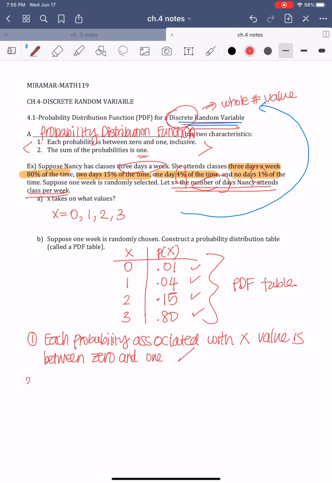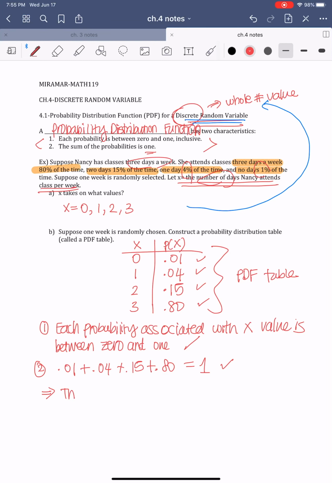Done. Now number 2, the sum of probabilities is 1, so let's add them up to see if it equals 1. 0.01 plus 0.04 plus 0.15 plus 0.80 does equal 1 whole, 100%. So at this point, we can conclude that this is an example of a probability distribution function.